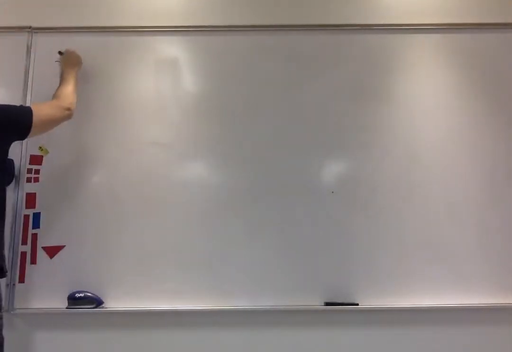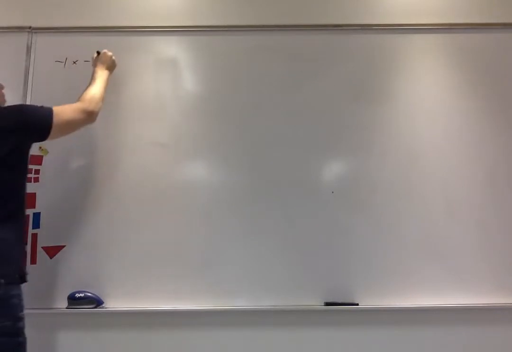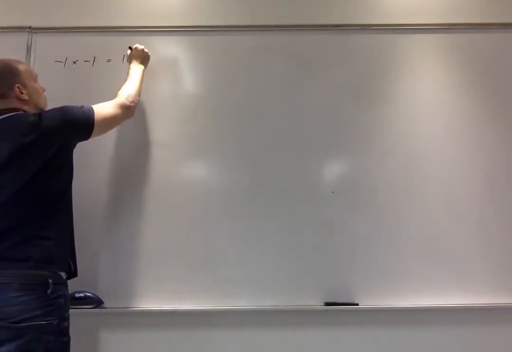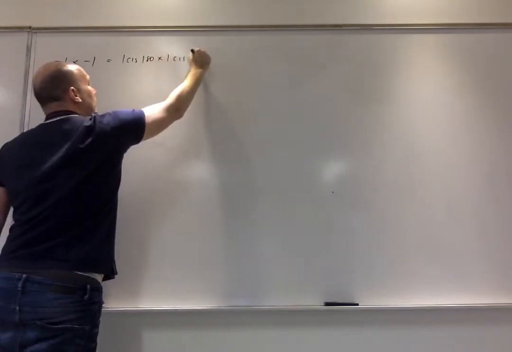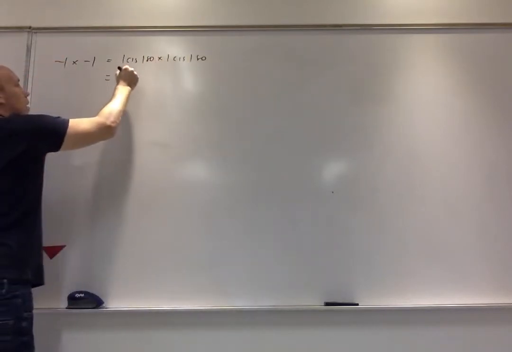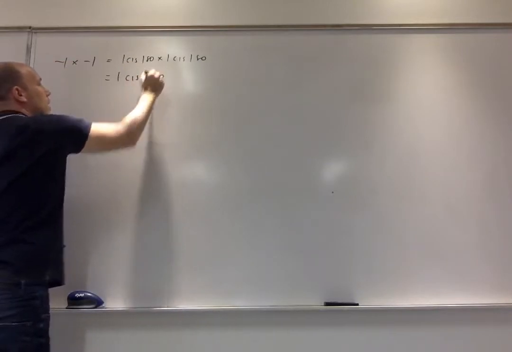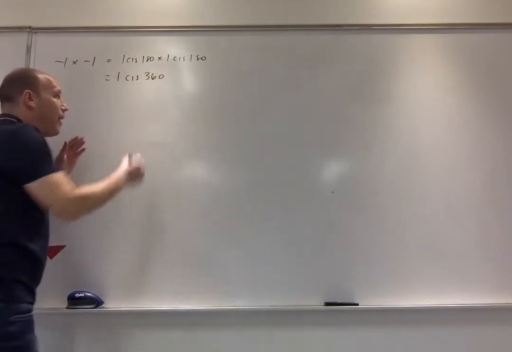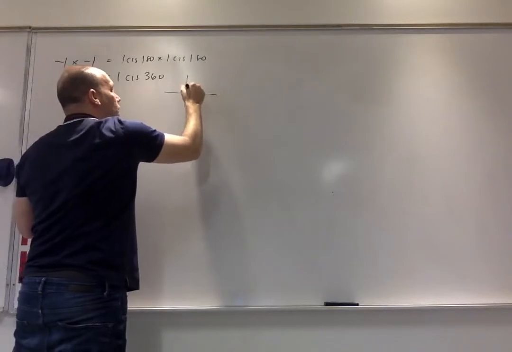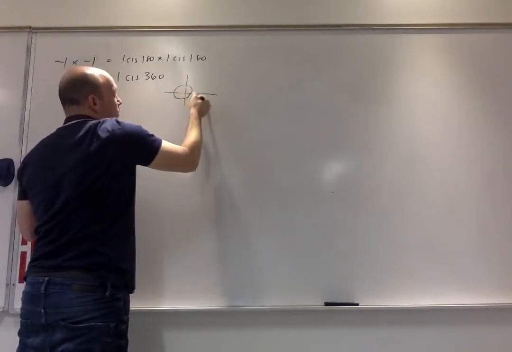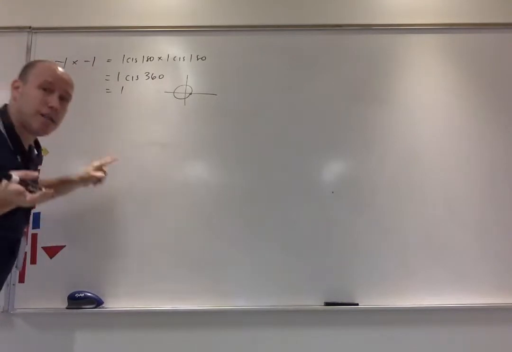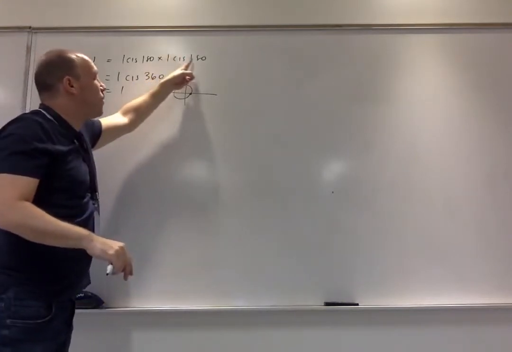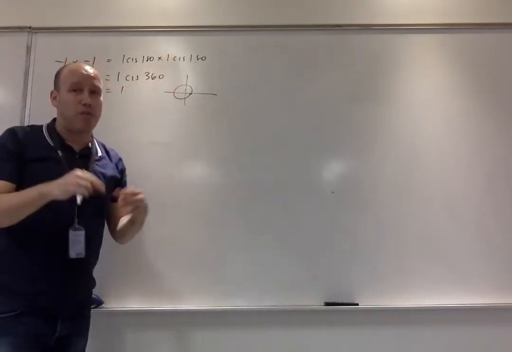So once again, -1 times -1, well, this is 1 cis 180 times 1 cis 180, which we know is 1 cis 360. I visually know where that is. I know that's right here. That's 1. A negative times a negative is positive because 180 plus 180 takes us back to 360.